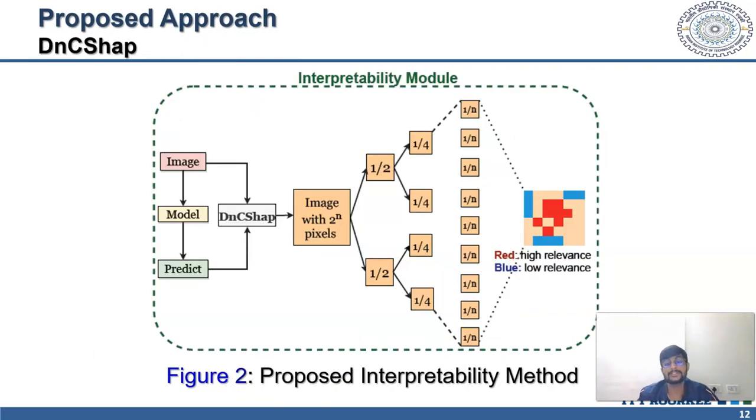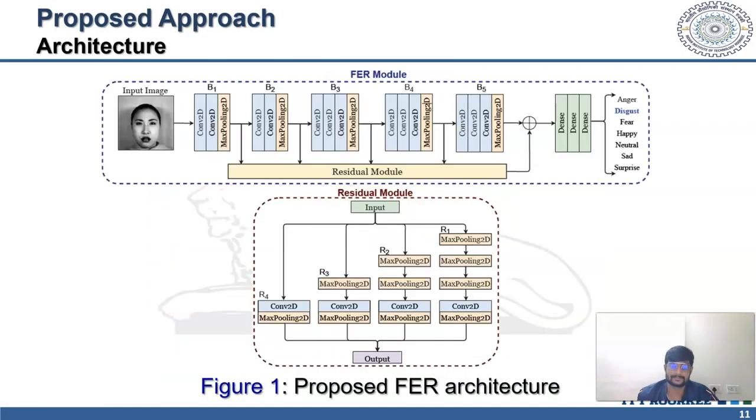That is, we divided the whole image in half and we calculated the importance of each half. Again, we divided these halves into halves and calculated their importance. Combining them, we get a feature map here. The red part here shows the high relevance area while the blue shows the low relevance area.